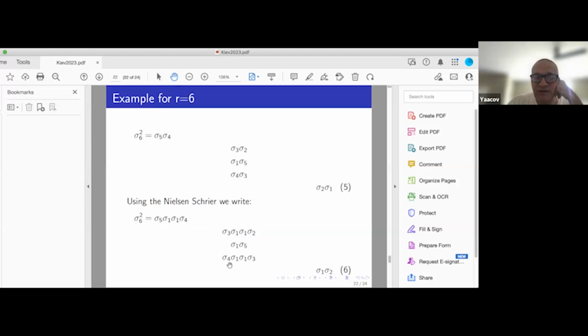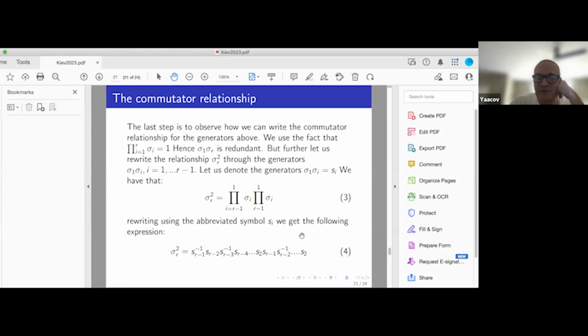You see how it goes? So I have a generator of the form sigma 3, sigma 1. Here I have sigma 1, sigma 3. They're inverse to each other, and that's how I'm getting this expression. And now comes the coup de grace.